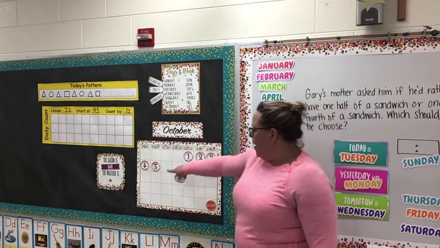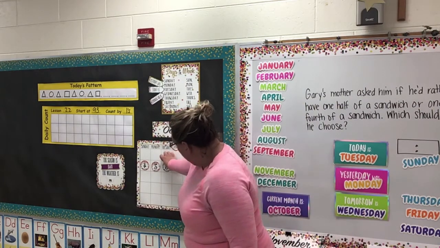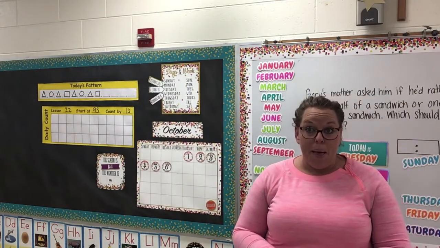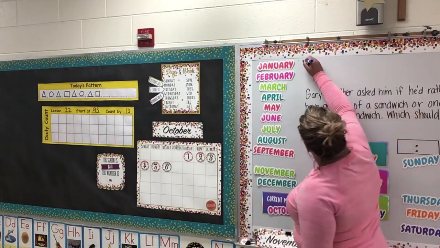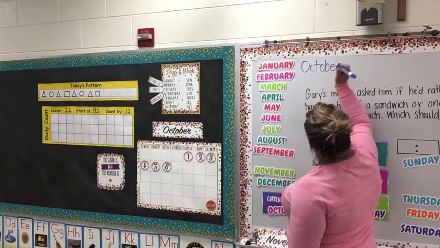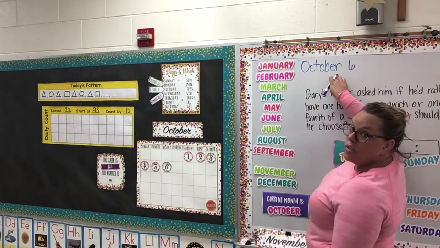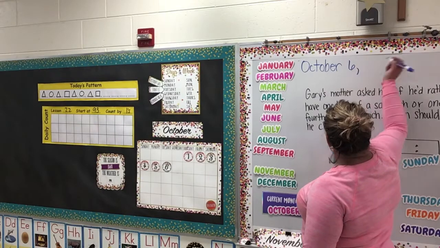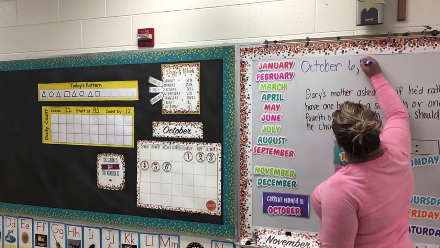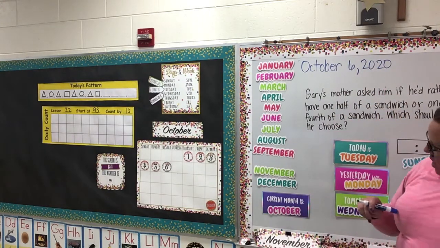Yesterday was the 5th, which means today is the 6th. How will I write the date up on the board? First, I have to start with my month. O-C-T-O-B-E-R, October. October what? We said the 6th. Make sure you have a space between October and the 6th. Put a comma, and what year are we in? We're in the year, you're right, 2020.